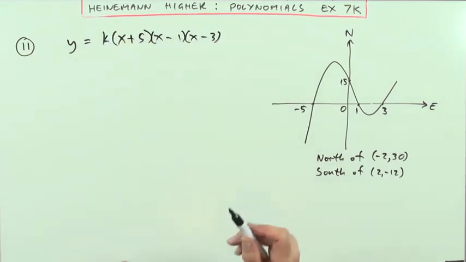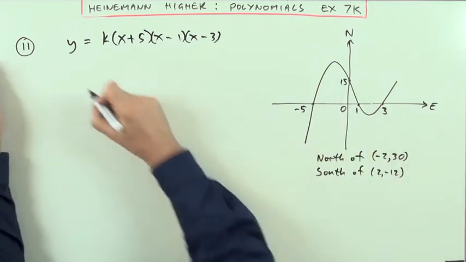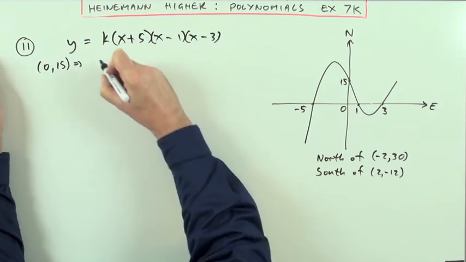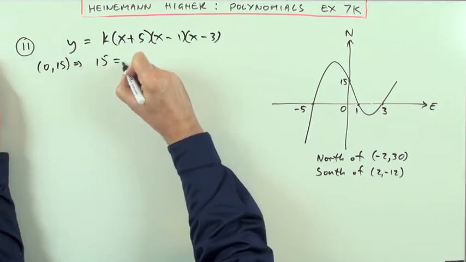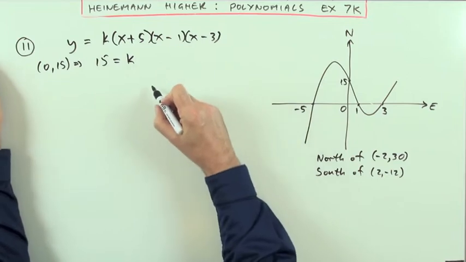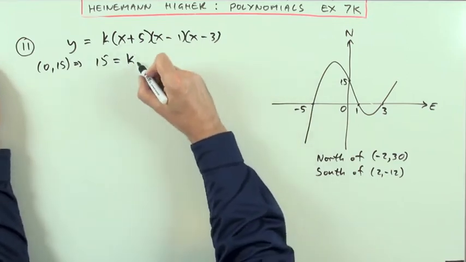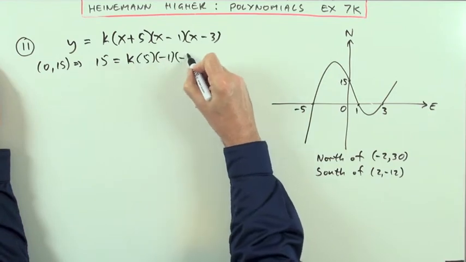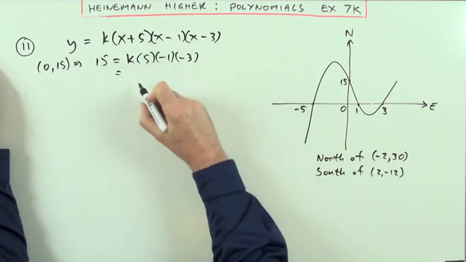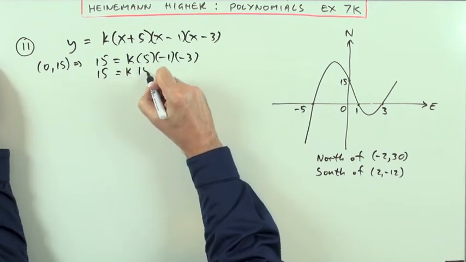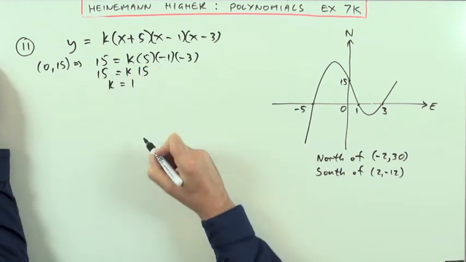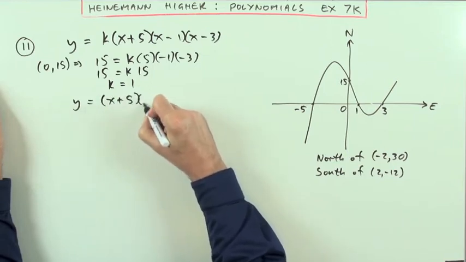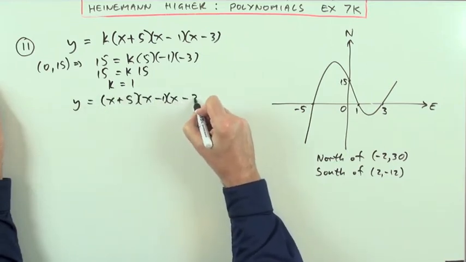Now we need another point, an independent point, and there's a point there at 15. I know that the point (0, 15) lies on it. So that means that I should have 15 equal to k times, I'll just put the numbers in, 5 times -1 times -3. Well, that's going to be positive 15. So 15 is k times 15, which simply means k is 1. So the equation is in fact just y equals (x plus 5)(x minus 1)(x minus 3).